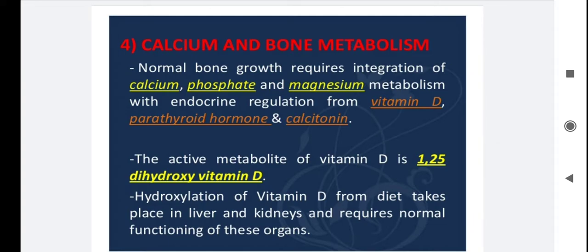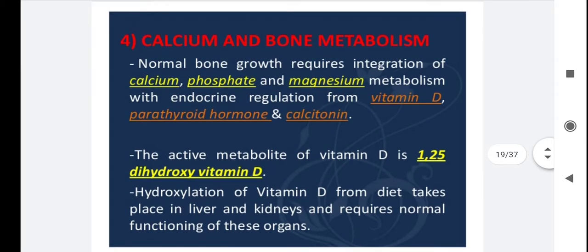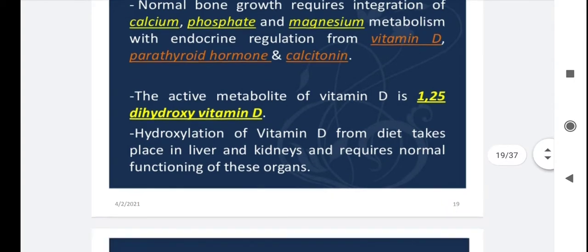Number 4, which is examined or measured during childhood, is calcium and bone metabolism. Normal bone growth requires integration of calcium, phosphate, and magnesium metabolism with endocrine regulation by vitamin D, parathyroid hormone, and calcitonin. The active form of vitamin D is 1,25-dihydroxyvitamin D. Hydroxylation of vitamin D from the diet takes place in the liver and kidney and requires normal functioning of these organs.